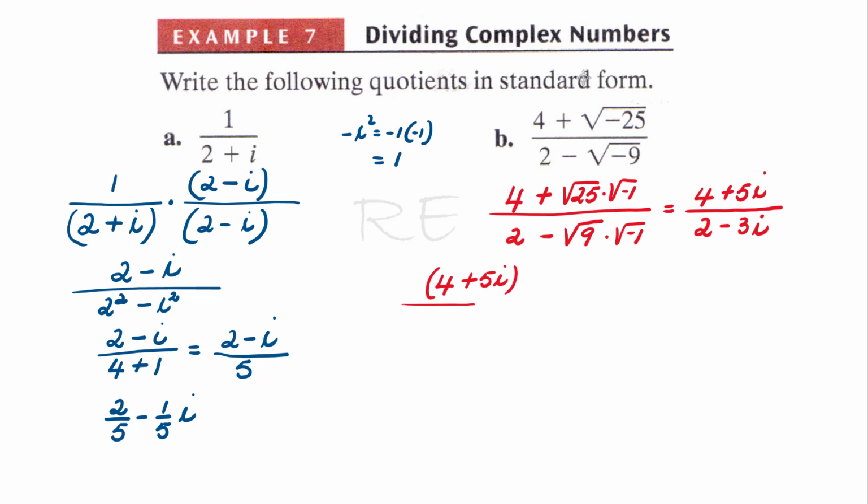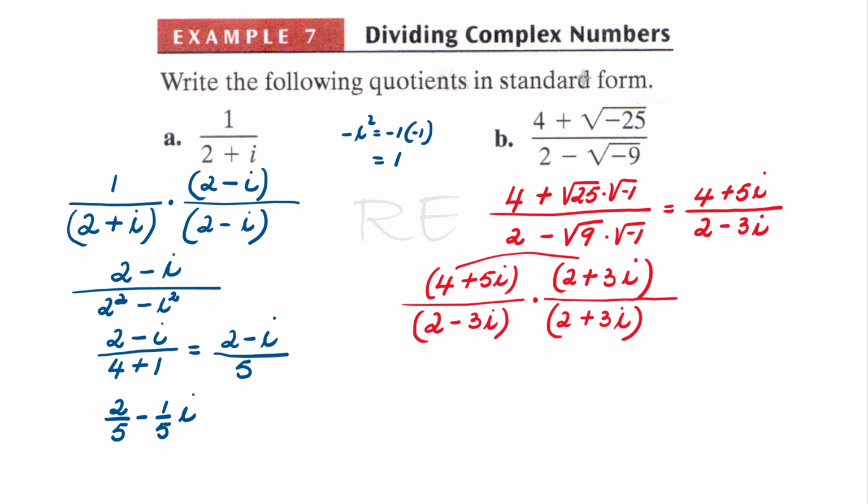Now, we're going to multiply 4 plus 5i over 2 minus 3i by the conjugate of the denominator over itself, 2 plus 3i over 2 plus 3i. We'll distribute 4 to 2 plus 3i, 8 plus 12i. We distribute 5 to 2 plus 3i, 10i plus 15i squared.